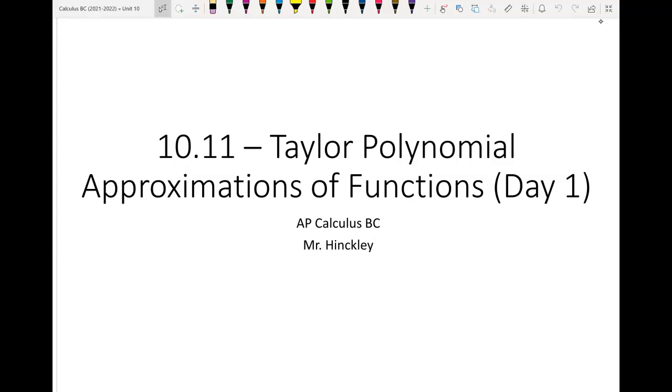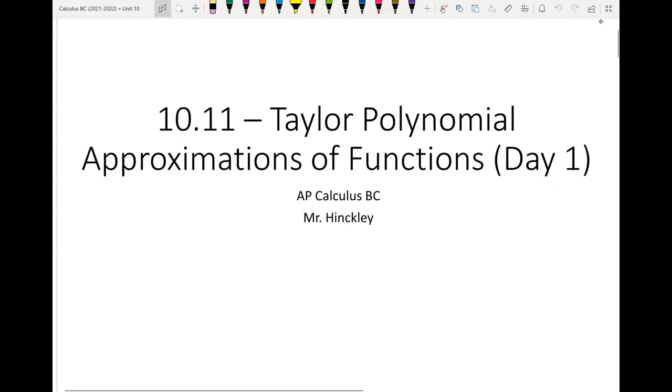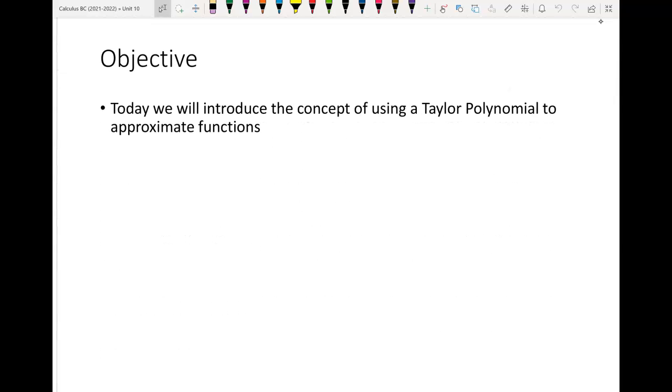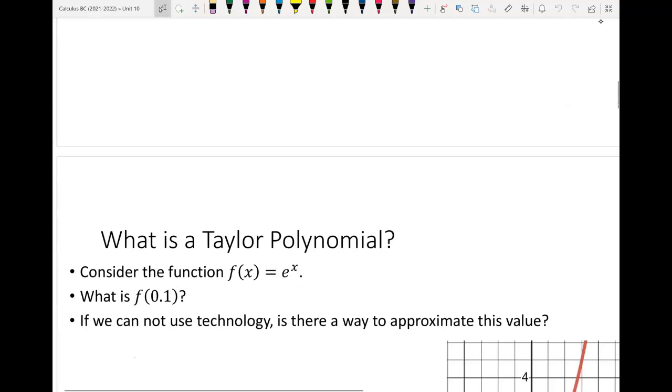You do have, I think I gave you just three or four problems for tonight, to test the couple of ideas that we look at today, okay? So our objective is that today we're going to be introducing the concept of using a Taylor polynomial to approximate functions. All right? The whole idea behind this is that approximating functions came about way back in the day before they had calculators, when they wanted to be able to do something like this.